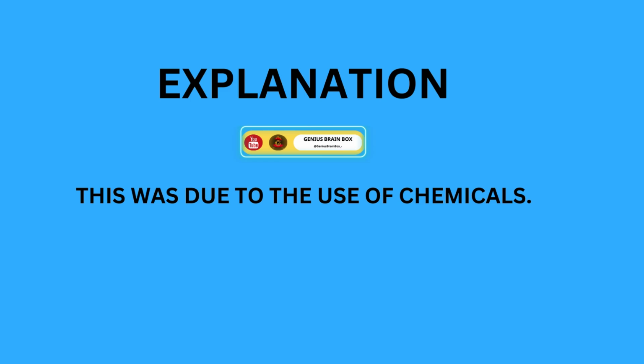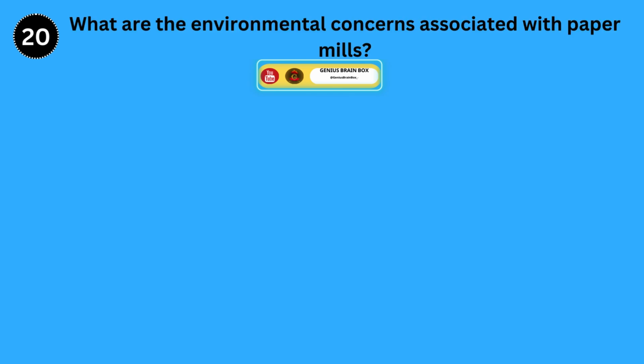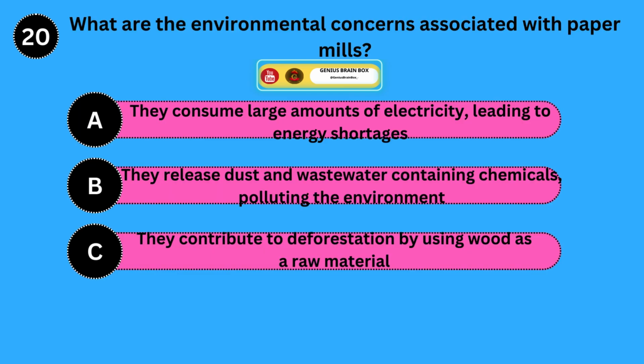Explanation. This was due to the use of chemicals. What are the environmental concerns associated with paper mills?